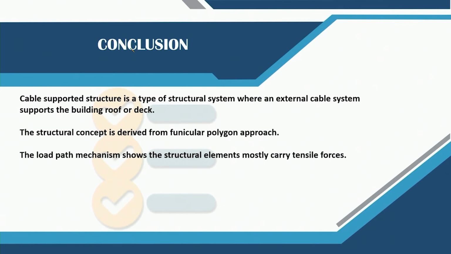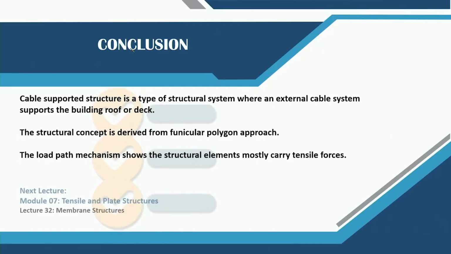This particular cable supported system can be analyzed through the funicular polygon approach. The load path mechanism shows that the structural elements of this cable supported system are mostly tensile, except for one or two. The mast is always going to be in compression, but the other cables will definitely be under tension. So this tension has to be taken into account, that is, how much tension a particular cable can bear according to its permissible stress.